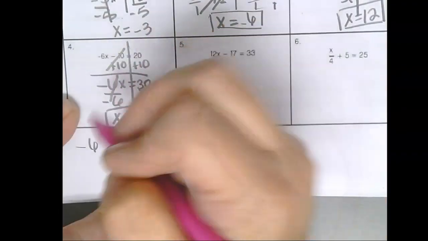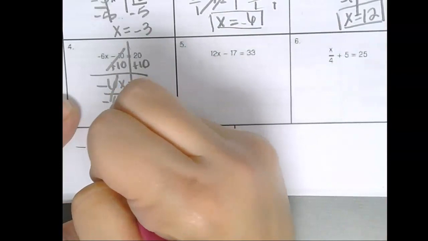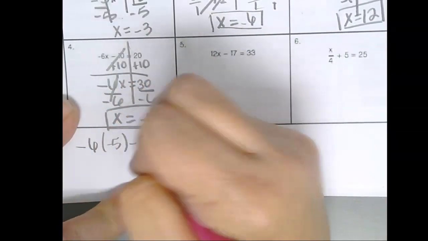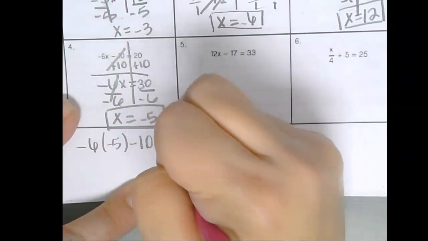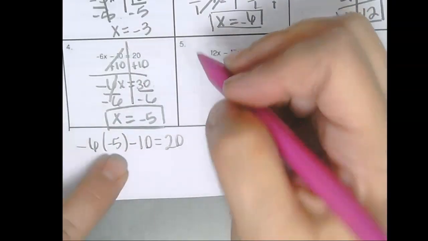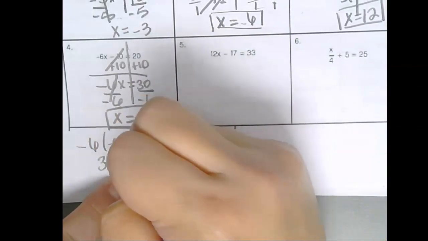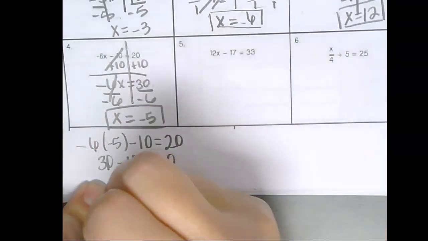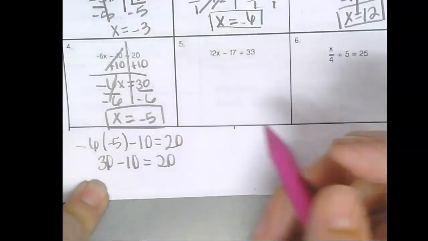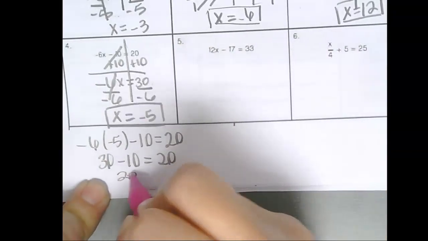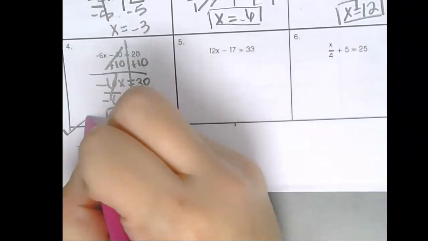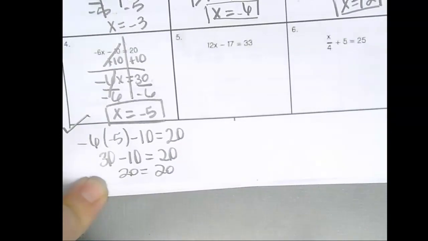Let's plug that back in to check. -6 times -5 minus 10 is equal to 20. So we have -6 times -5. It's going to give us a positive 30 minus 10 is equal to 20. Or we can combine 30 and -10 either way. And this would give us 20 is equal to 20. My equation is balanced.